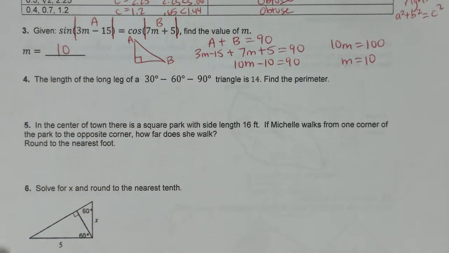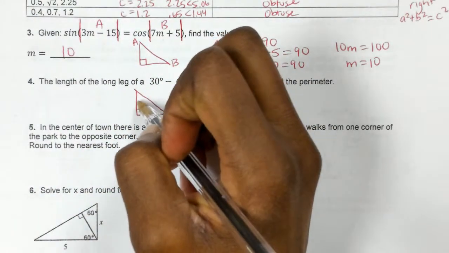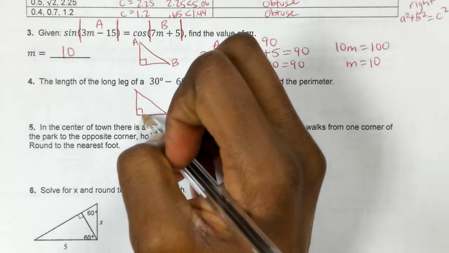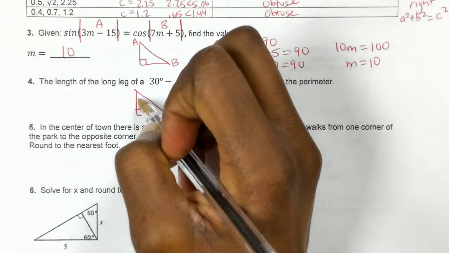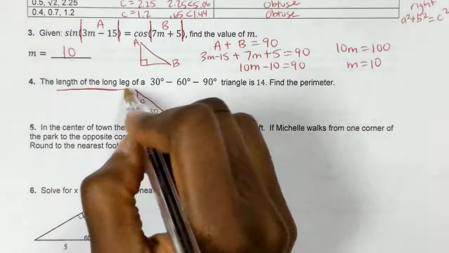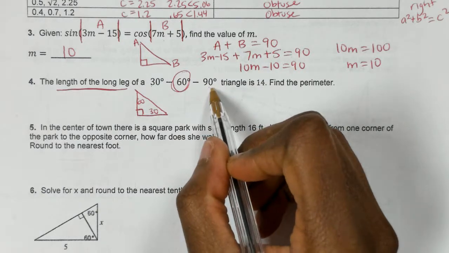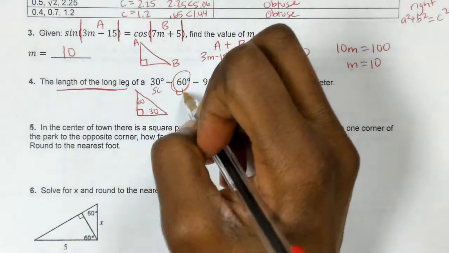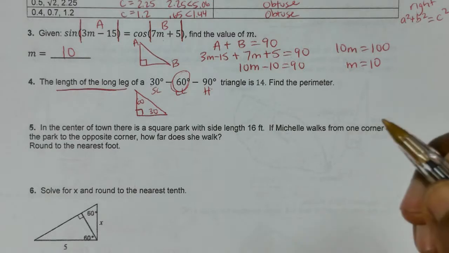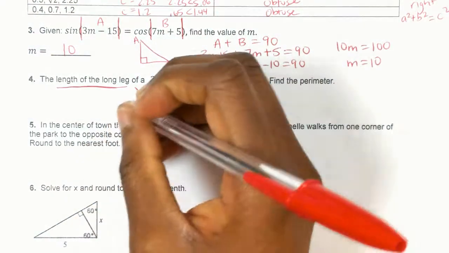Okay, length of the long leg of a 30, 60, 90. So back to the 30, 60, 90, it's just a good review. Doesn't matter where you put the 30 and the 60, as long as you make the side across from the 60 the long leg. These are the two legs, and this is the hypotenuse, so this would be the short leg, long leg, hypotenuse. The long leg, across from the 60, they're telling us is 14. Find the perimeter.